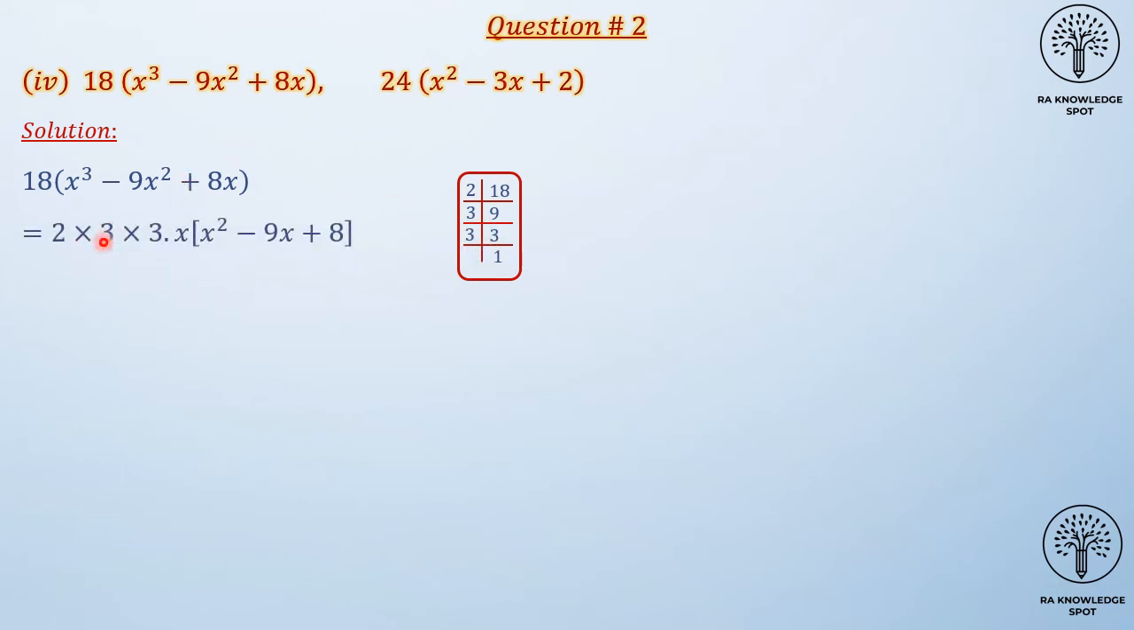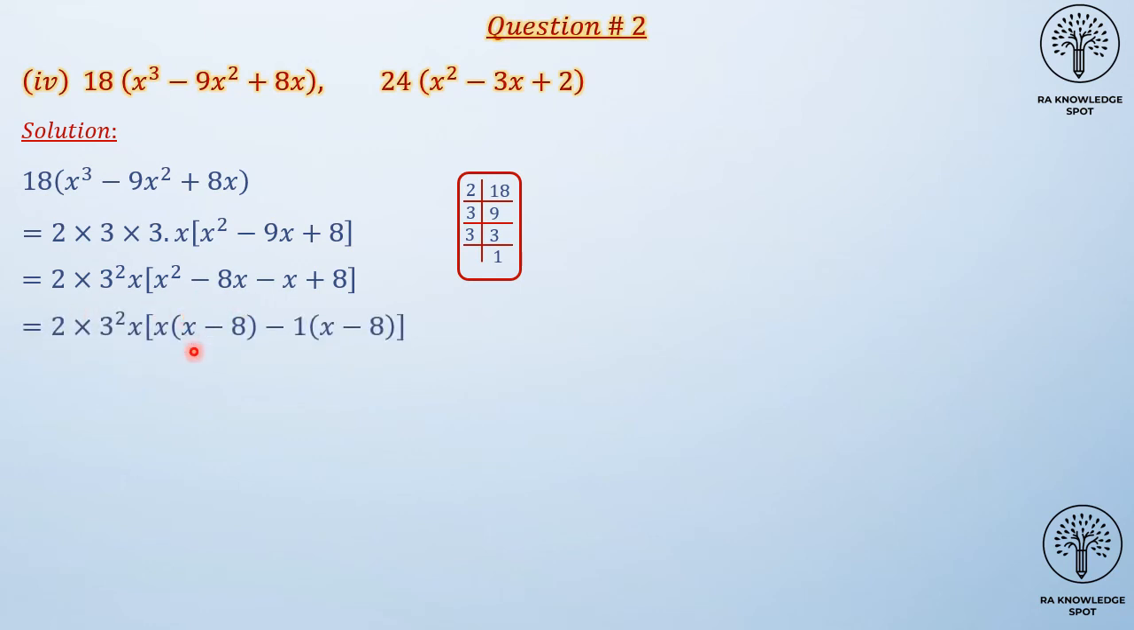2 times 3 times 3, and this x is common, x square minus 9x, and this is 18 only because x is common. Now again you have to factorize. 3 is written 2 times, that's why I just write it in power form. Now x is common. Again the same process. Those students who are good at midterm break or factorization don't have a single problem with this step. Now another term, we have to solve this one. This is the question. Nothing is the common term.